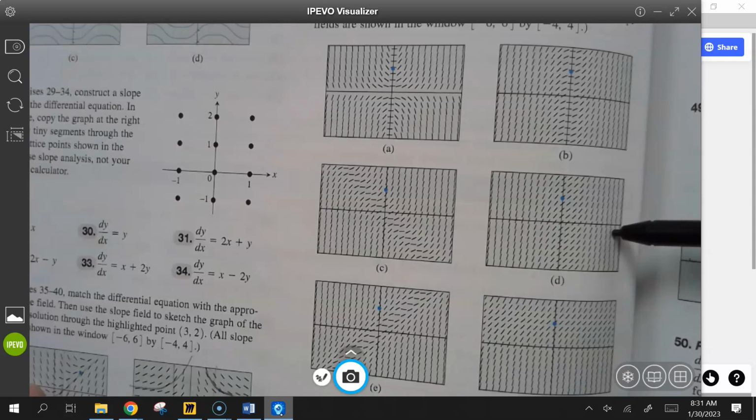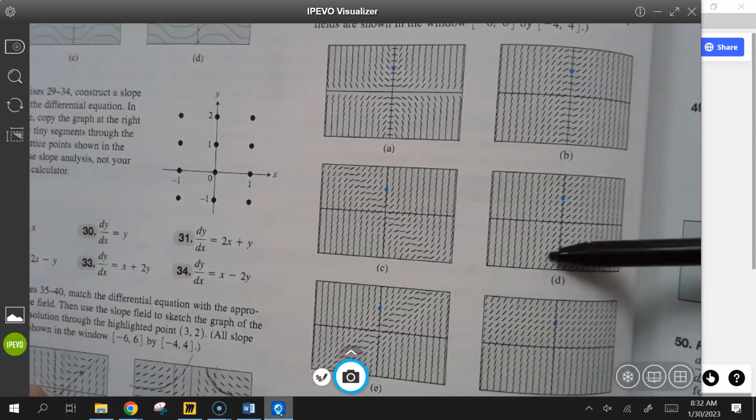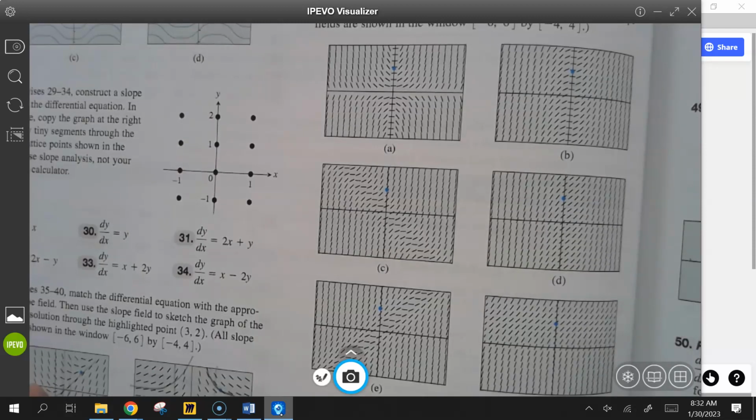So what's the difference in B and D here? What's different? What'd you say? The Y? Oh, yeah, the slope. It's got to be D. It's got to be D because when X is 0, we already figured that out. When X is 0, what's the slope? 1, right? This has got a slope of 1. This has got a slope of 0. So it's got to be D. Does that make sense?